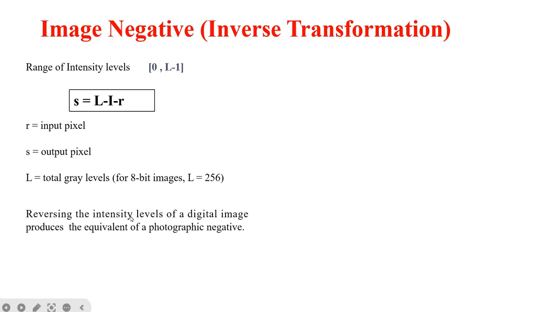Now here, reversing the intensity levels of an image in this manner will produce the equivalent of a photographic negative. So what we do is reverse the intensity levels of an image, and then we get the photographic negative. This type of processing is used particularly for enhancing the white or gray details which are embedded in the dark regions of an image, especially when the black areas are dominant in size.